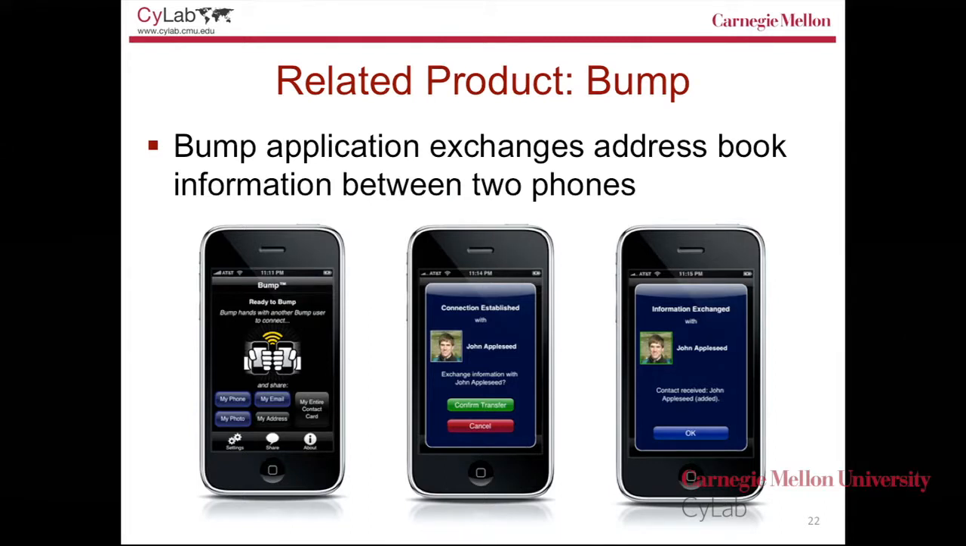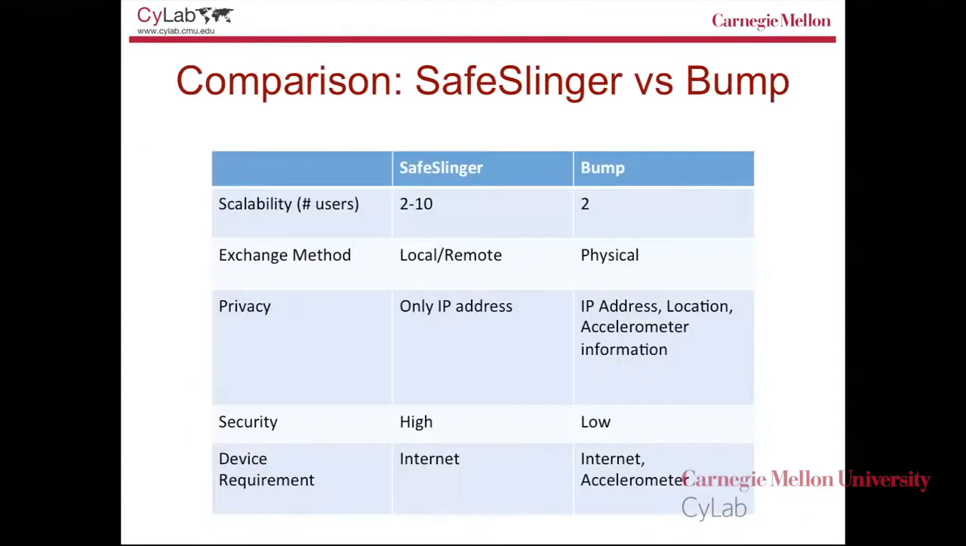So we couldn't find any product that allowed a secure group exchange of information, like sharing a public key or even sharing contact data. But Bump is certainly one of the more popular ones. We did some comparisons with Bump, and it provides not group exchange, but pairwise exchange of information. And we did an evaluation, and sort of on the outset to compare them, Bump doesn't provide the scalability that we do in SafeSlinger.